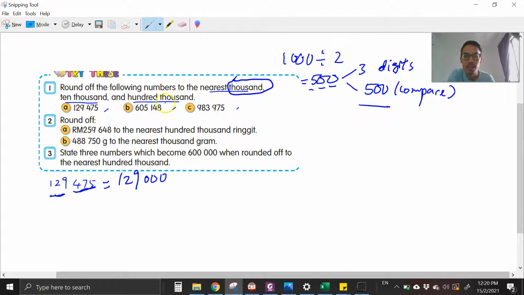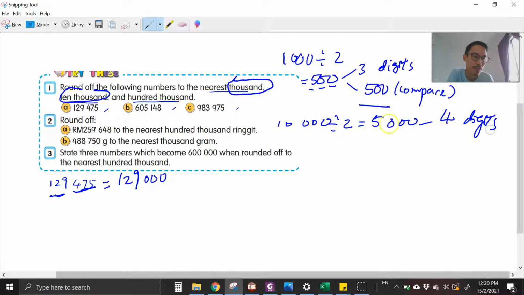Now, for nearest 10,000. Okay, nearest 10,000, you just write 10,000, and then you divide it by 2. 10,000 divided by 2, you get 5,000. Now this 5,000 here tells you 2 things. First thing, there are 4 digits. Right? 1, 2, 3, 4. Second thing, this is the number you need to compare. Kena bandingkan.